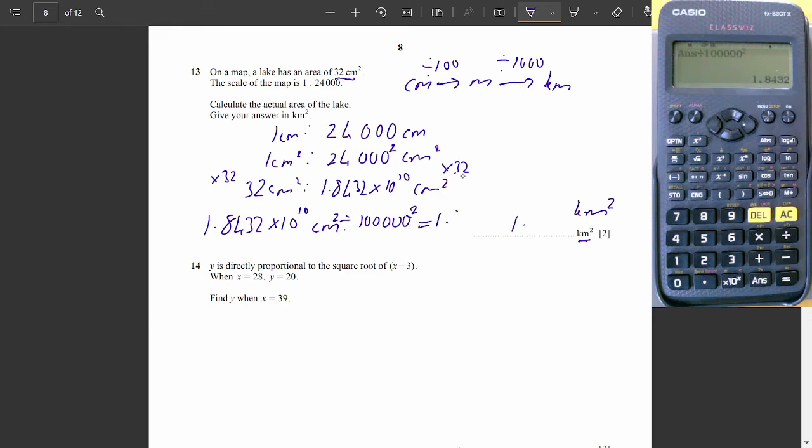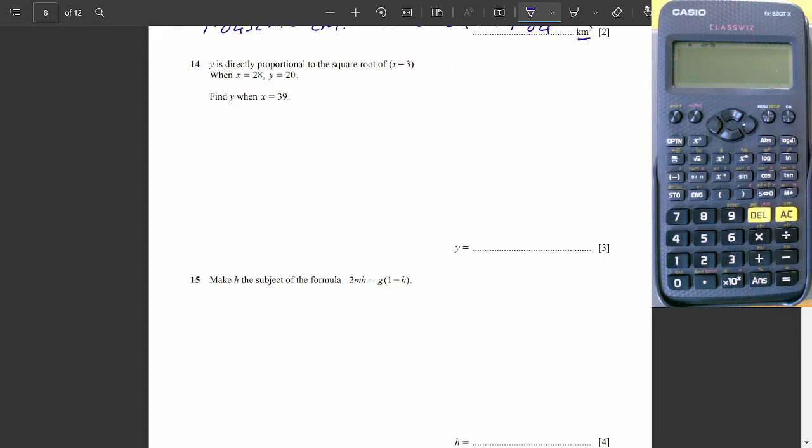And that gives us an answer of 1.8432. Okay, now I don't know why on the mark scheme they say that is the only correct answer. I'm sure if you write the full answer and then round it to 3 significant figures, they got no reason not to give you your full marks.